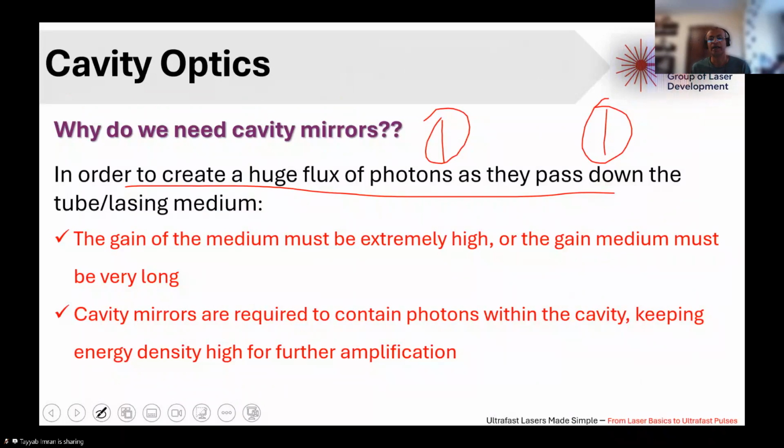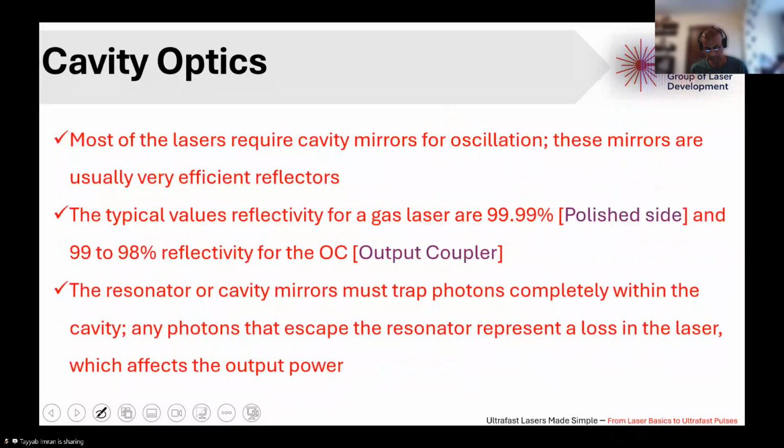The gain medium is very important, as I mentioned before. So the stronger the gain medium, the better the output laser. The cavity mirrors are required to contain photons within the cavity. You know that. But even in this case, there are scattering, absorption, and other things going on. Keeping energy density high for further amplification.